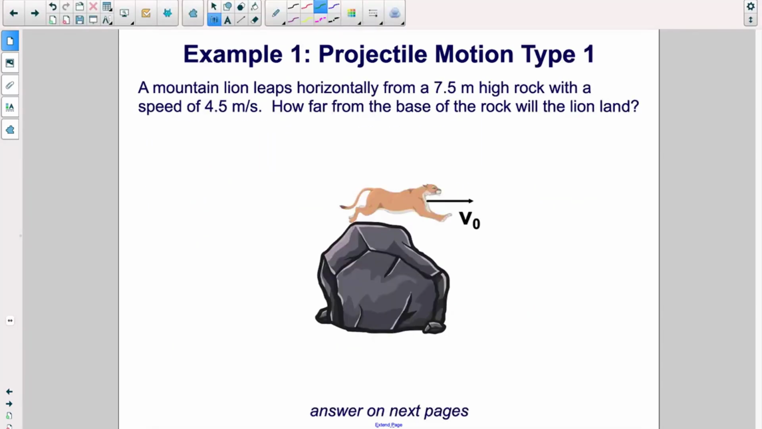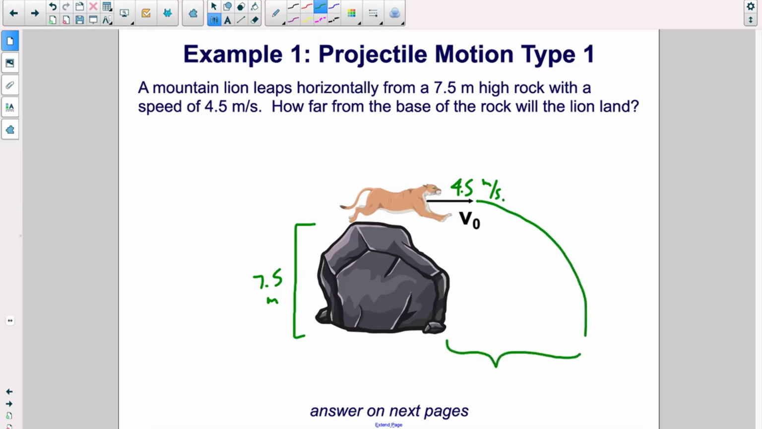Example 1. A mountain lion leaps horizontally from a 7.5 meter high rock, so this height here is 7.5 meters, with a speed of 4.5 meters per second. How far from the base of the rock will the lion land? So let's say he jumps like that. We're looking for that displacement there.